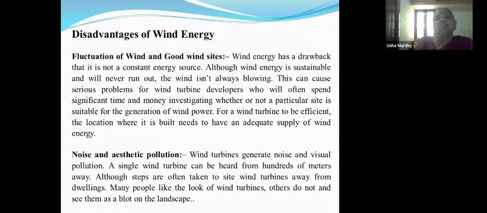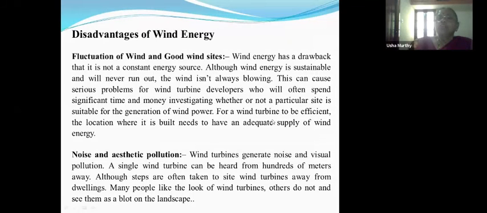Disadvantages: fluctuations in the wind. This is the one basic disadvantage it has. Wind energy has a drawback. It's not a constant energy. Although wind energy is sustainable and will never run out, it isn't always blowing. This can pose serious problems sometimes for wind turbine developers.